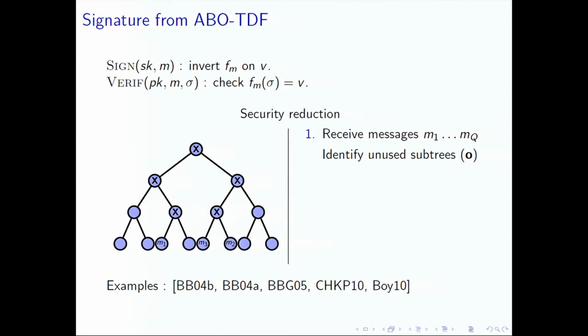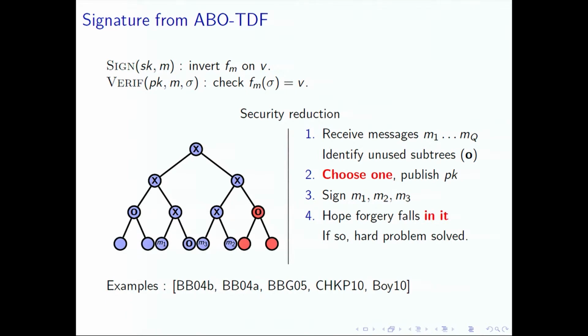You identify the roots, you put small O's everywhere. Then you choose one of those subtrees that is unused and publish a public key, and you have generated a secret key where this subtree is supposedly hard, all right? But because none of the messages lies in this subtree, you are able to sign all messages. And then when you receive your forgery, you just hope that your forgery will fall in this subtree. And if it is the case, well, the hard problem is solved. So you've proven the security of your scheme.